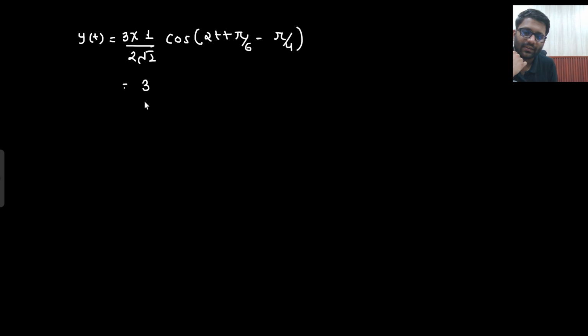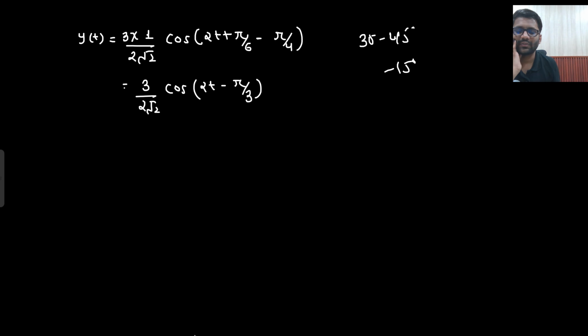So what we will be getting? 3 by 2 root 2 cos(2t minus pi by 3)... Right? Because this is, no, this is 60. 180 by 6 is 30, minus 45, that is minus 15.